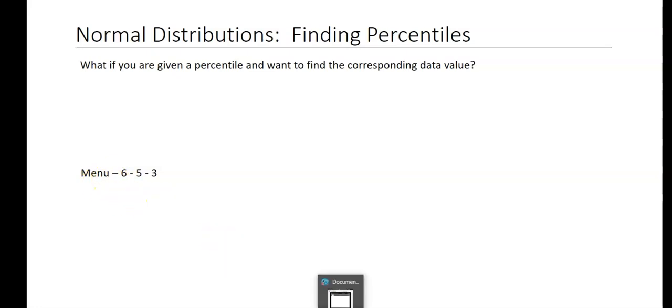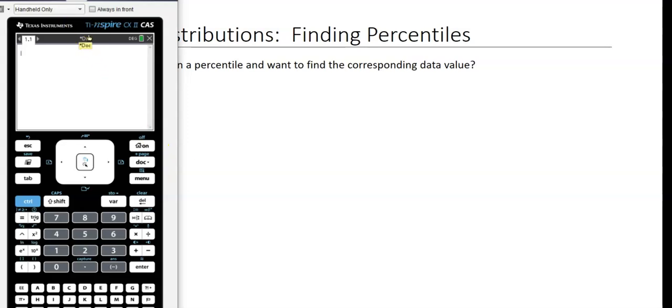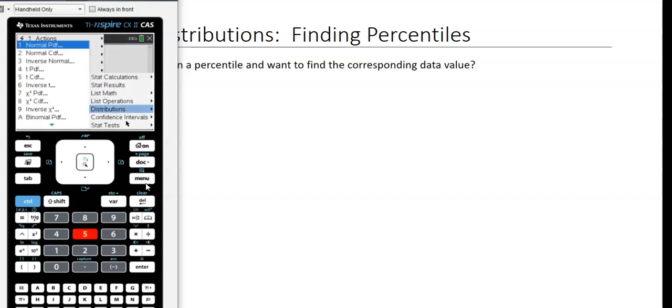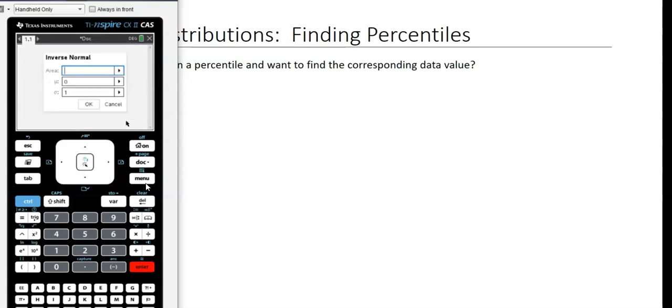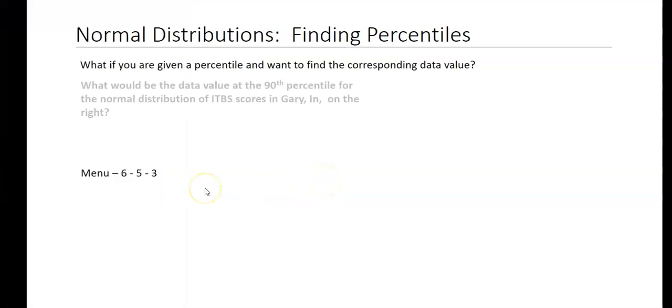So let's see what that is. It's a command that's very close to norm CDF, but it's not norm CDF. Menu 652 is norm CDF. 653 is inverse normal. It's the backwards version of this command. So here you have to start with an area. So let's see what we need to do this.